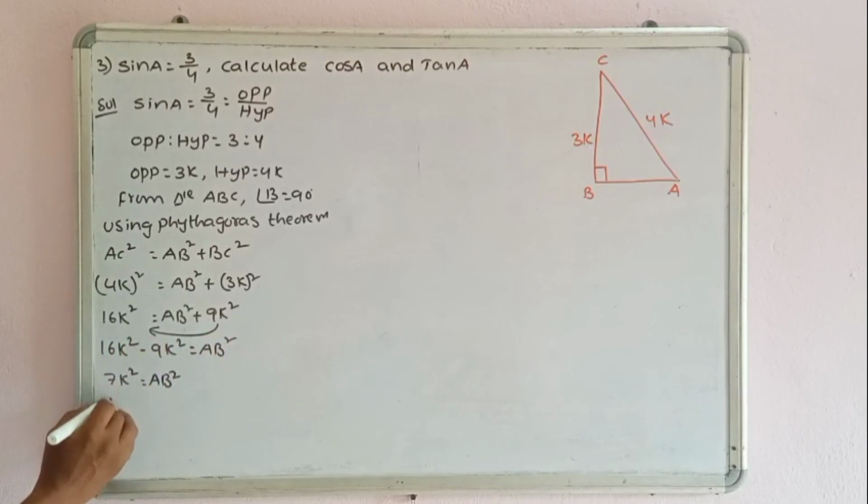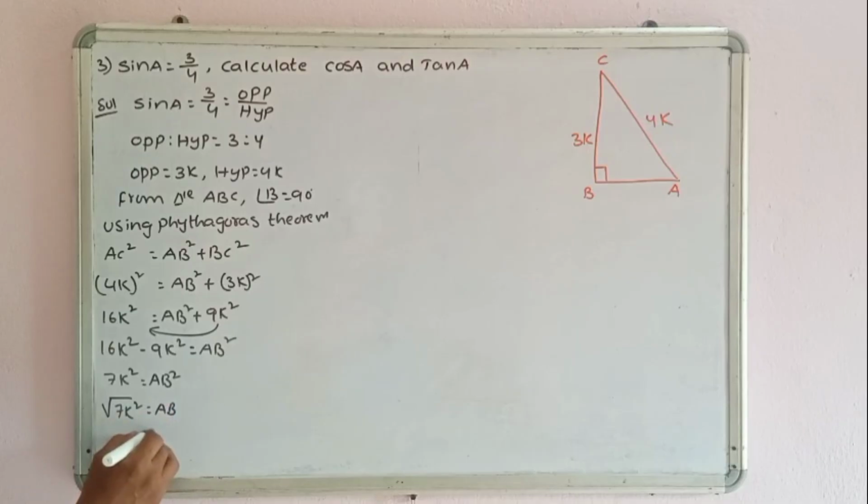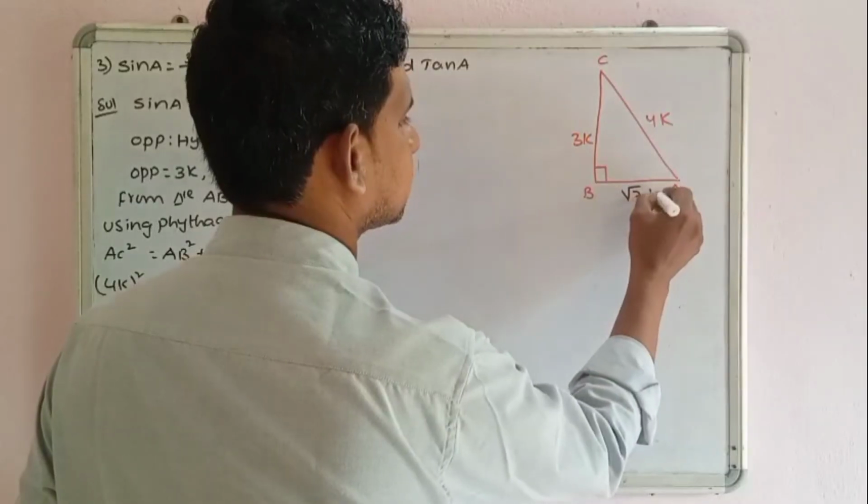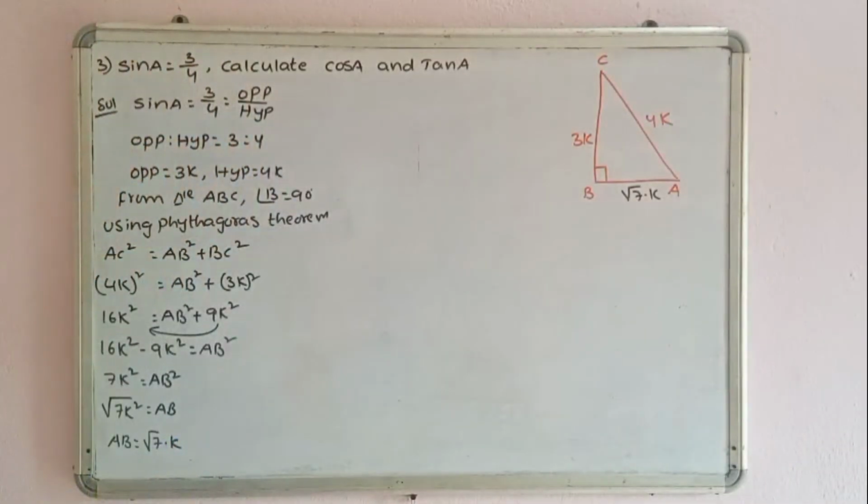So square transposed to the right side becomes square root. Square root of 7k square equals AB. Therefore AB equals square root of 7, square root of k square is k. So this is the value, root 7 times k. Okay, now we will find cos A and tan A.